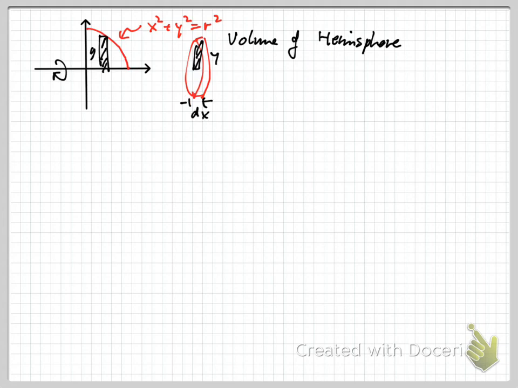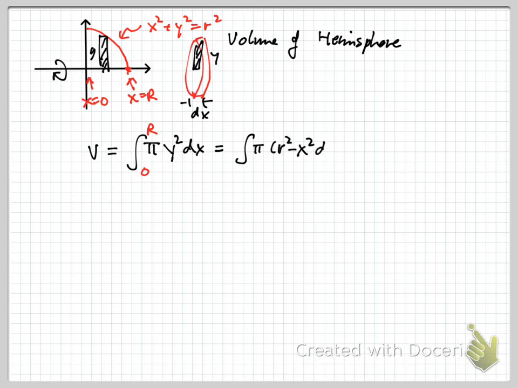So each of these small discs has volume pi y squared dx. We do the integration from the smallest x, which is 0, all the way to the largest x, which is r. So it's from 0 to r. That is the volume of a hemisphere. So how do you change y squared into x? We can change it into r squared minus x squared from the original equation, because x squared plus y squared is r squared.